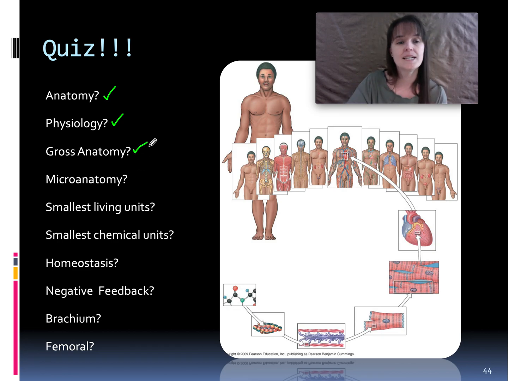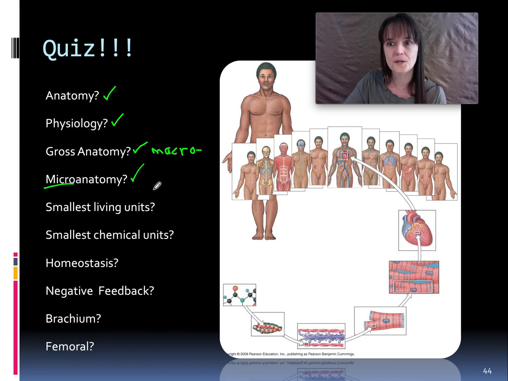Gross anatomy is what you can see with the naked eye. What's the one word, 50-cent word for gross anatomy? It's macroanatomy. It's just like microanatomy, but with an A. Macroanatomy. And what is microanatomy? Right, you need a microscope.